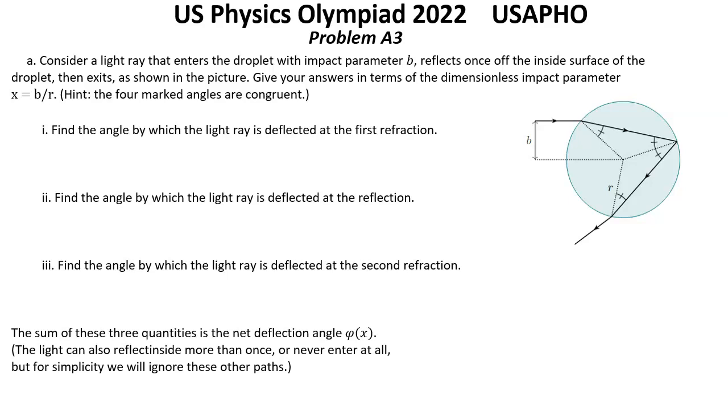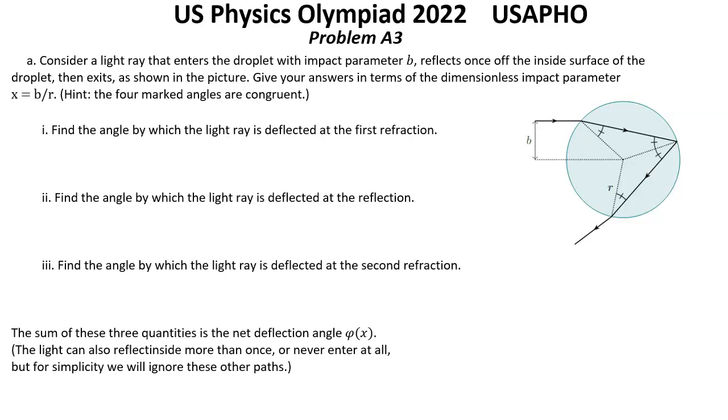Solution for question A. Consider a light ray that enters the droplet with the impact parameter b, reflects once off the inside surface of the droplet, then exits as shown in the picture. Give your answers in terms of the dimensionless impact parameter x equal b over r. Hint: the four marked angles are congruent.